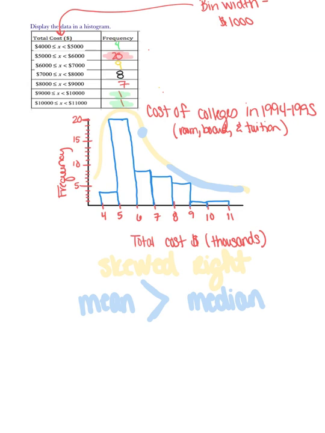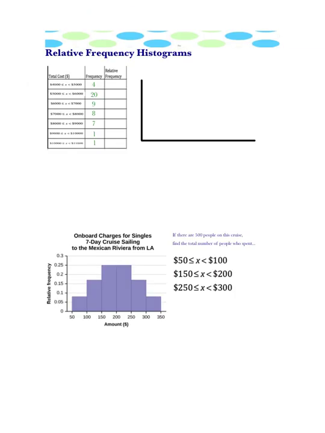So the next thing I want to talk about is a relative frequency histogram. Sometimes you get a histogram that tells you just the frequency, but sometimes you get what's called a relative frequency histogram. It's a little different in that instead of giving me the frequency, it's going to give me the percentage, how often it occurs. So relative frequency is going to give the percentage.